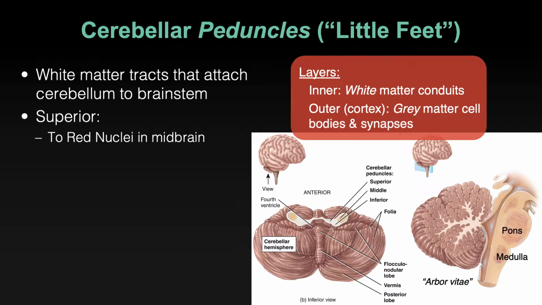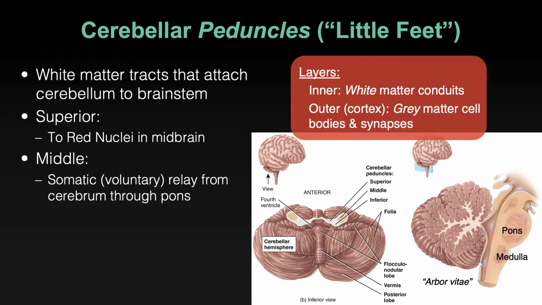So the superior region connects to the red nuclei in the midbrain. And we talked about those last class. The red nuclei and the substantia nigra are critical regions in unconscious movements. When they're damaged, the symptoms of Parkinson's present. And a linear motion reaching for the can of soup turns into something a bit more convoluted. And so that information arrives at the cerebellum through the superior peduncles.